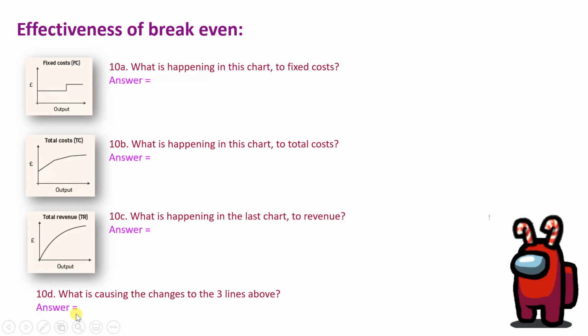And the final question, 10d. What is causing the changes to these three lines above? So you are allowed to have your opinion. You've looked at each of the changes, you suggested something. So what causes these changes? This is about you thinking about particularly the climate we're living in at the moment. What's causing prices to change?